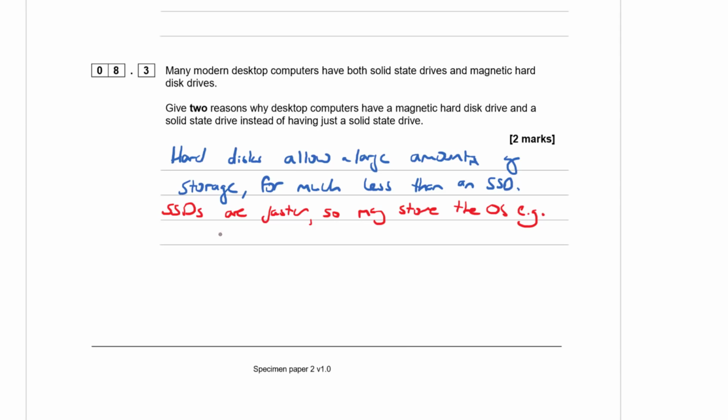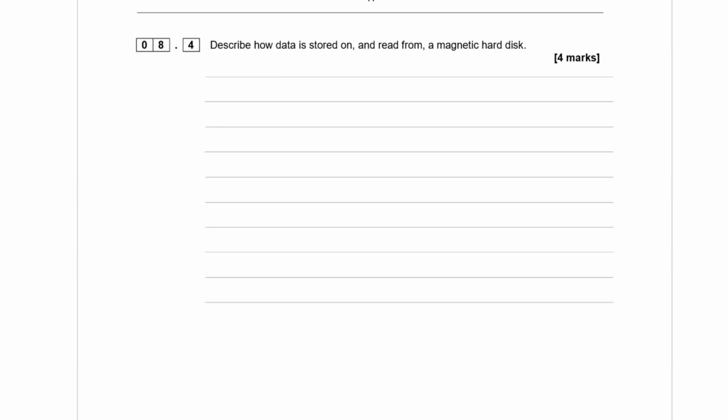But you don't want to pay loads of money, and most people don't want to pay loads of money for a huge SSD. It's better to have both. The hard disk speed isn't too much of an issue for just large amounts of data, like photos and so on. The penultimate question, then, we've got to describe how data is stored on and read from a magnetic hard disk for 4 marks.